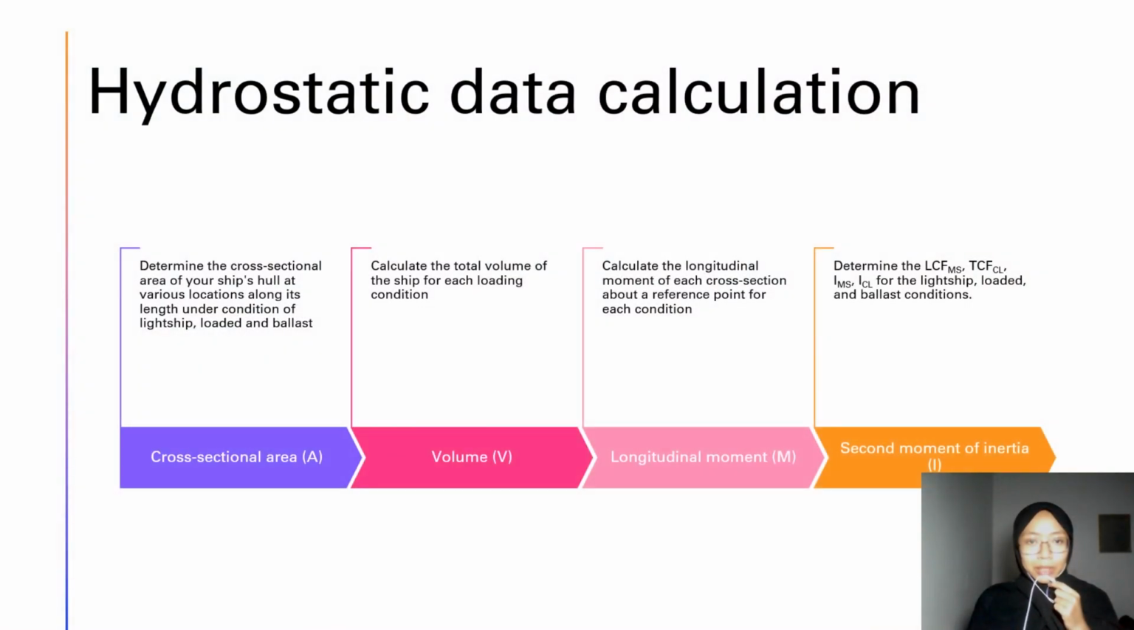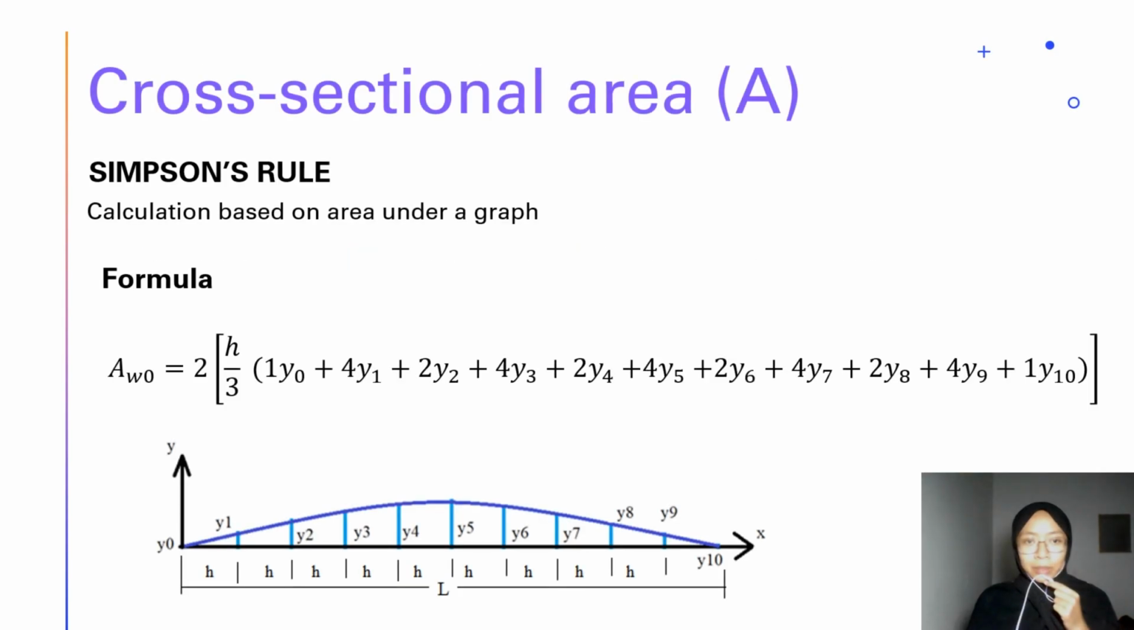So the next topic is hydrostatic data calculation, which we will calculate four of these components, which is cross-sectional area and then volume, the longitudinal moment, and second moment of inertia. So this is the formula that we use to calculate the cross-sectional area of the ship by using Simpson's first rule, calculation based on area under graph.